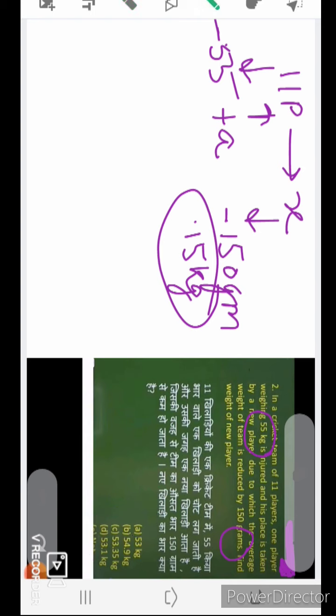Okay, this is 0.15 kg. Now what we have to do is apply the cross multiplication technique to calculate the value of A. We have to calculate the value of A here. Okay, now again we are going to solve the right hand side part.